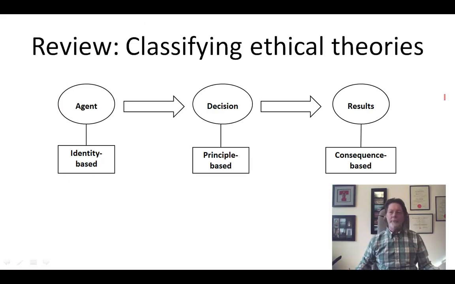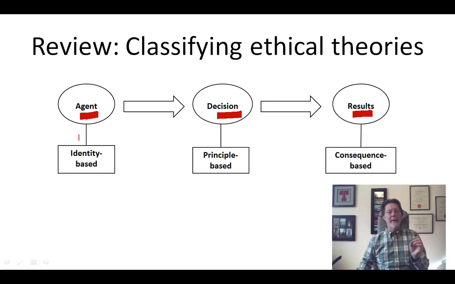First, just to review, our way of classifying ethical theories. Remember, we looked at what we thought was a typical ethically problematic situation, and it usually involved some person, some agent, making a decision, and the decision will have certain results. So we have the agent makes a decision and produces an outcome. Now, we have to assess these different parts of the decision.